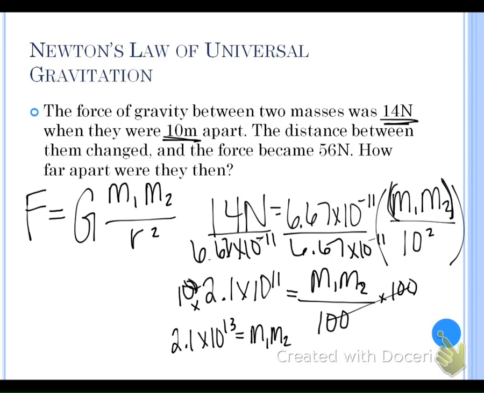So what were we looking for? Now we're going to look for how far apart they were in the second scenario. Because for the second part, we only have a force. We don't have either the masses or the radius, but now we have a mass and we have G. Okay, got it? All right, I'm going to give myself some room here.